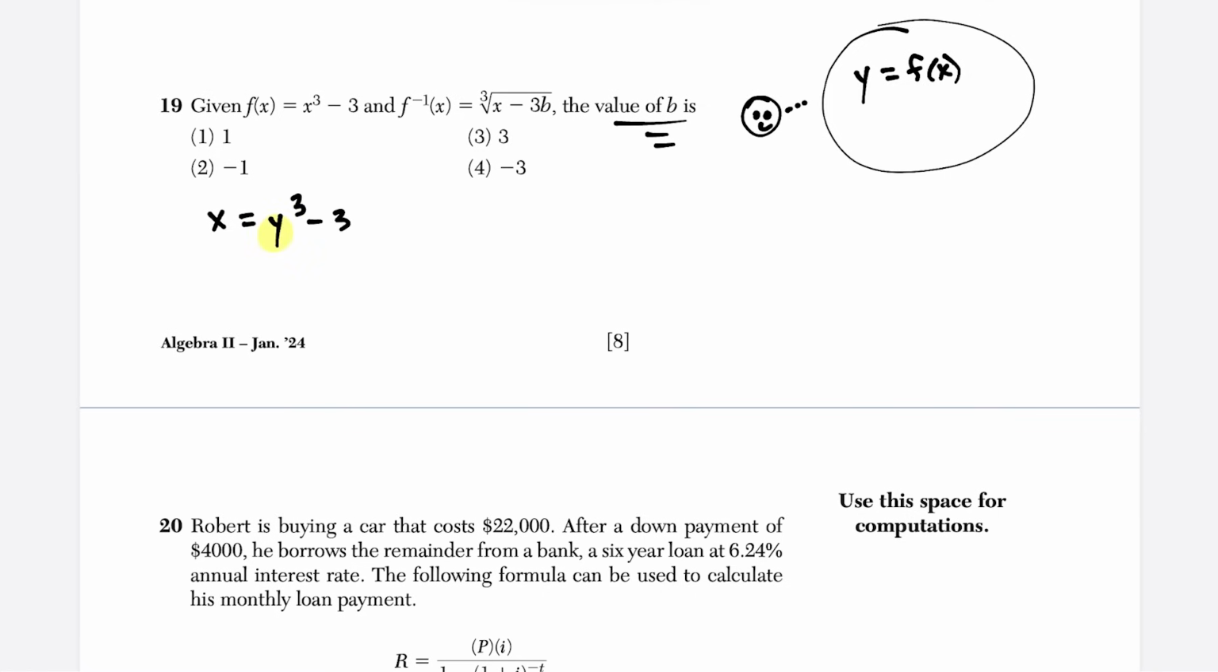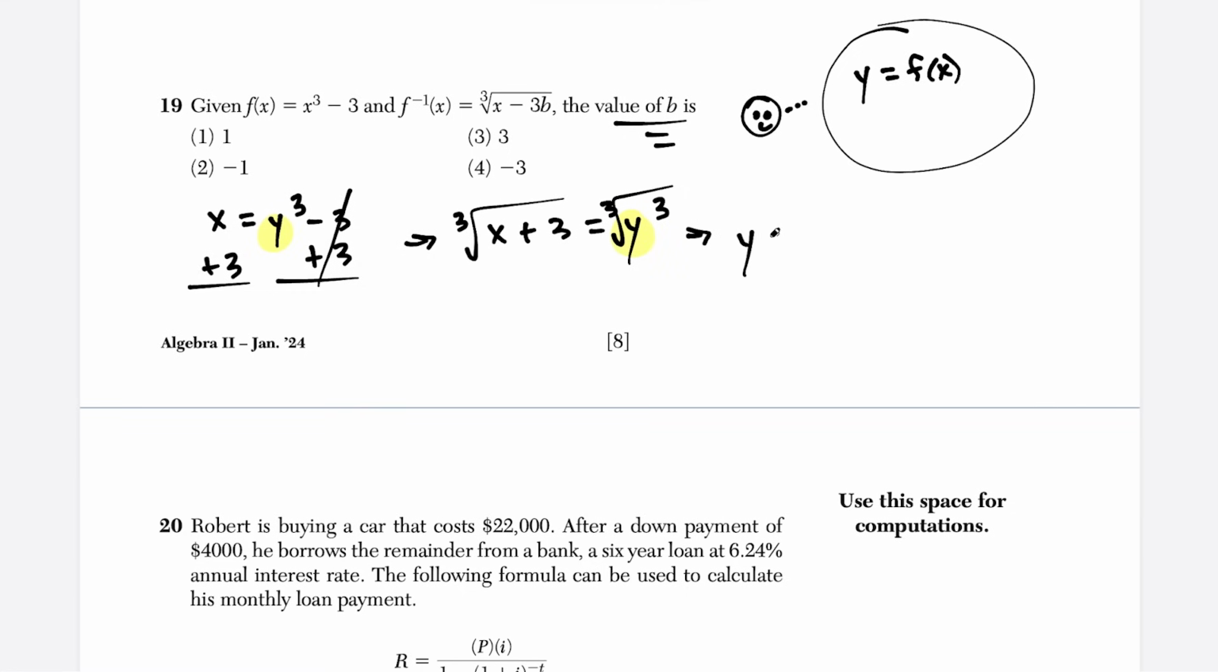I'm going to add 3 to both sides of this equation. Minus 3 plus 3 cancels, and this gives us x plus 3 is equal to y to the third power. To get y by itself, remember the goal is to solve for y, I'm going to take the cube root of both sides. That gets rid of the power 3. So we have the cube root on the left and right side, and this tells us that y is equal to the cube root of x plus 3.